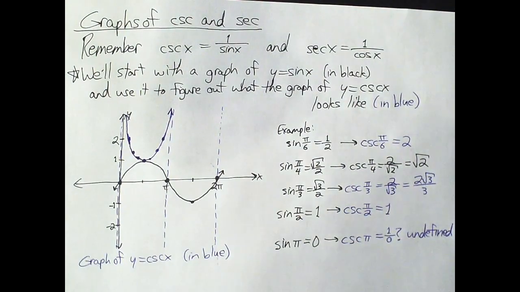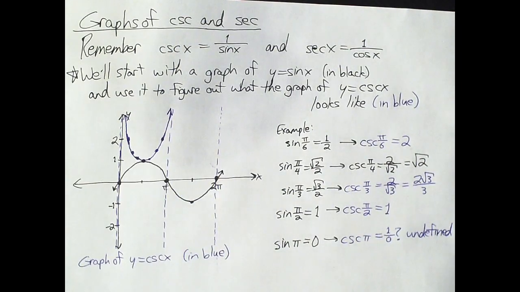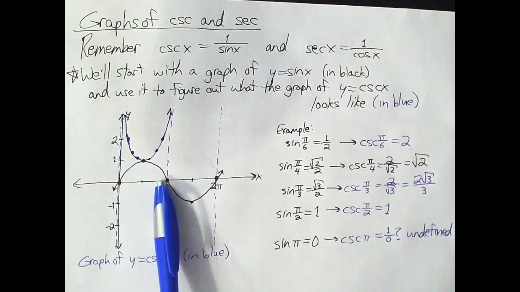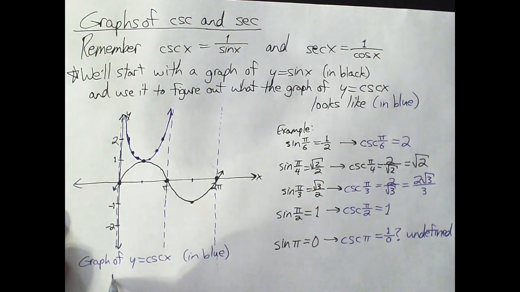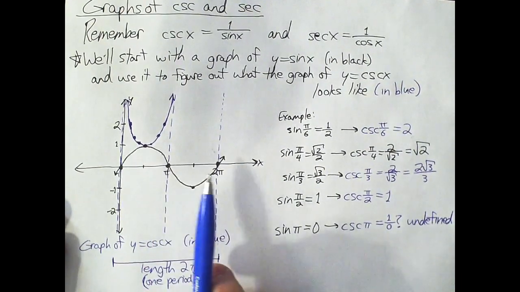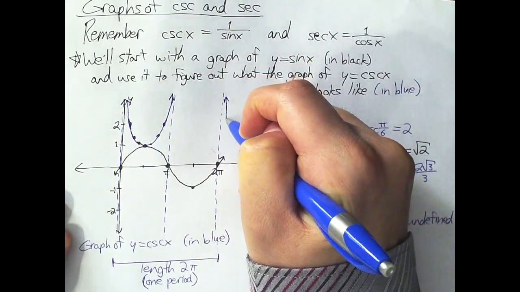Now, what's happening in these other regions? Like what's happening here? Remember, the period of cosecant is 2 pi. We've only drawn from 0 to pi. So actually, one period should be like this. This is the length 2 pi, one period. So I can't just copy and paste what we already drew. Although maybe I could, but it has to be kind of over here, you know?